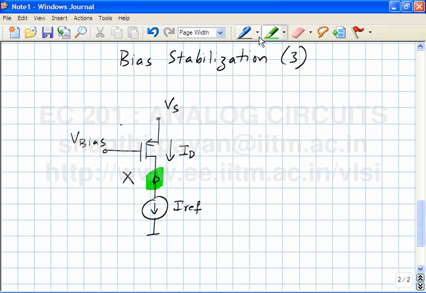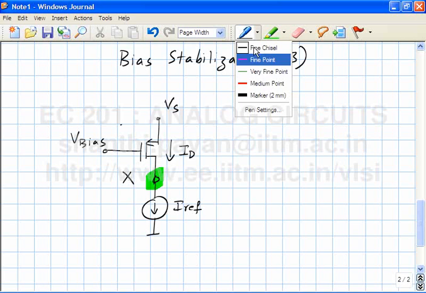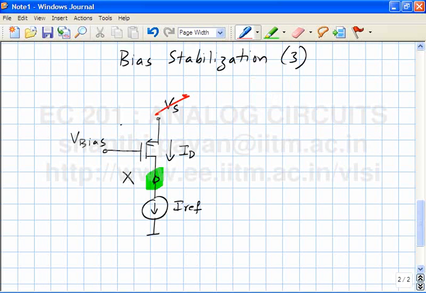Alright, and go and tweak Vs in a manner so as to keep ID equal to Iref. Okay, this is what you do in a lab, right? You put an ammeter in the drain, and if you had a variable voltage source, you look at the difference between ID and Iref and tweak the variable voltage source such that ID is exactly equal to Iref. If ID is greater than Iref, the node potential at X will increase.